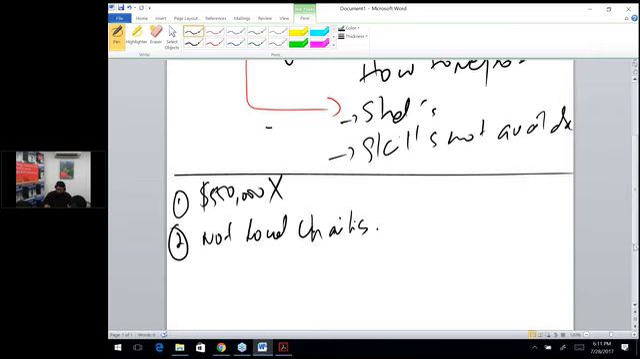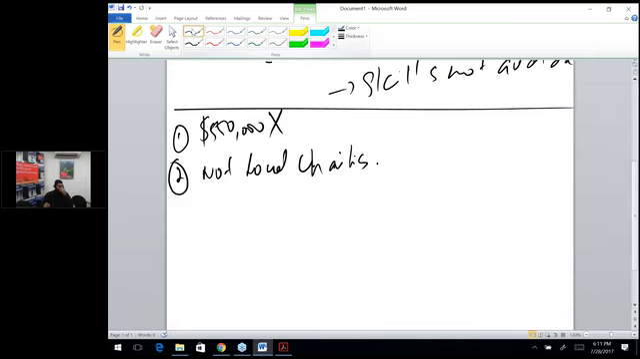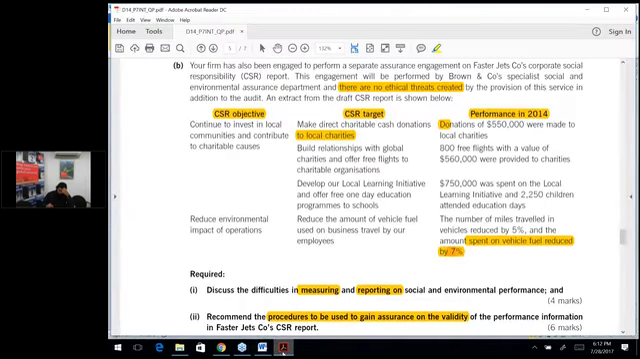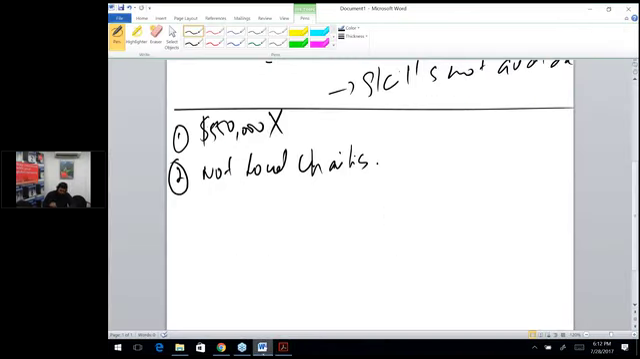Now, let's talk about all this. Number one, $550,000 was not actually paid, and at the same time they were not local charities. So the company had a target of cash donations. How would I verify? I would simply inspect cash slips for donations. That's going to be one of the procedures.